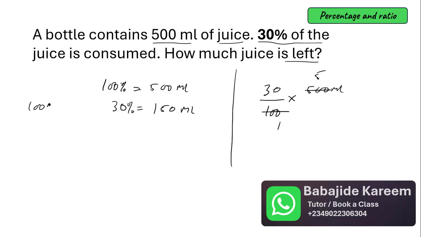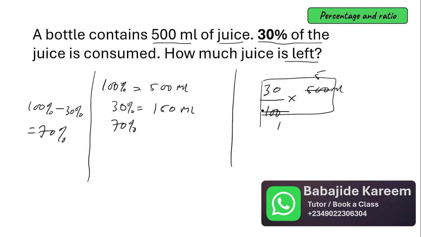Then the juice left is what? 100%, that's the total juice, minus the juice that has been drunk, that's 30%, which is equal to 70%. So we need to look for the 70%. In this case, there are two ways to go about it. We can actually just say 70% of 500 ml the same way we do here, or we can say whatever we have here, that's 100% minus 30%, and we are still going to get the same answer. So I'm going to do that.